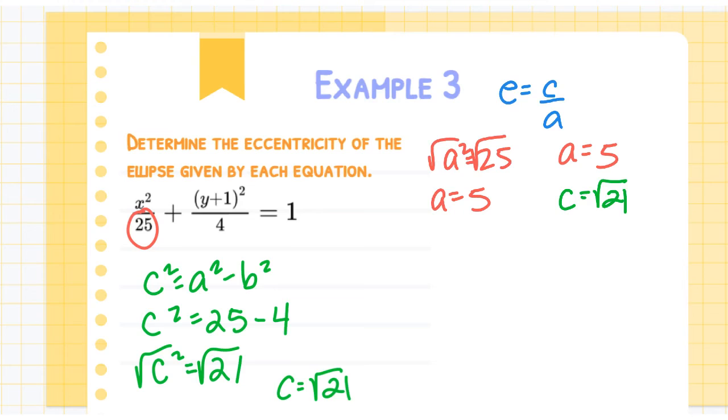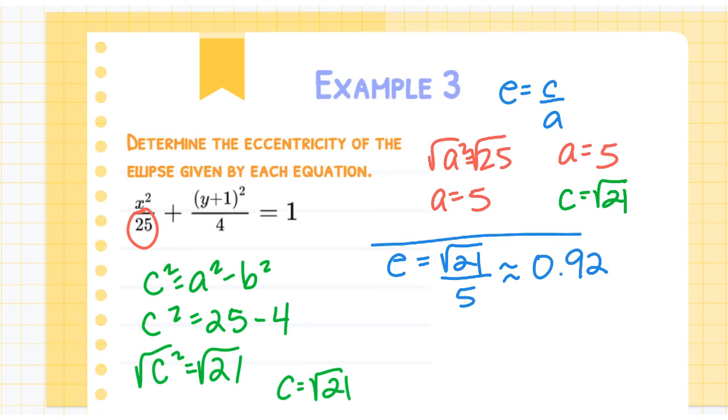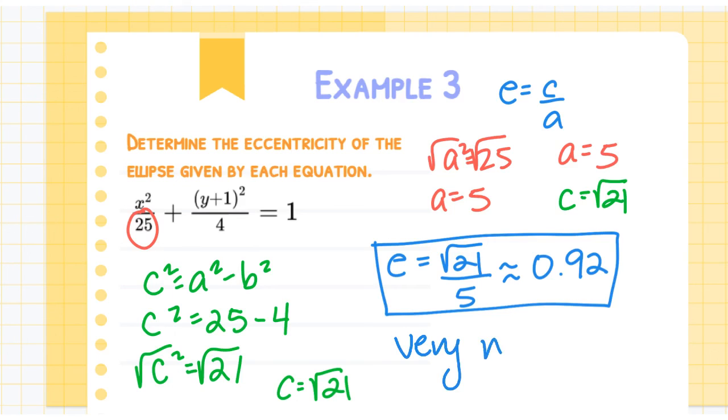Now at this point we can use our formulas. E equals C over A, so square root of 21 over 5. And at this point we can put this in the calculator, and we get approximately 0.92, which is very close to 1. So we can see that the shape of this ellipse is going to be very narrow or stretched.